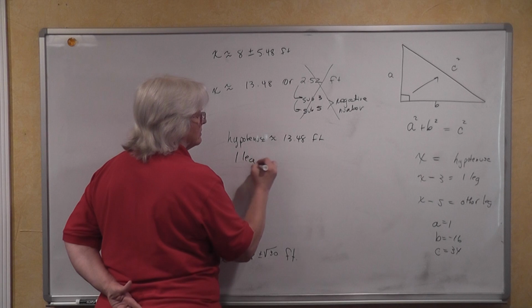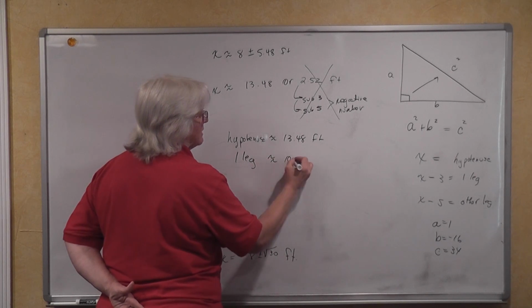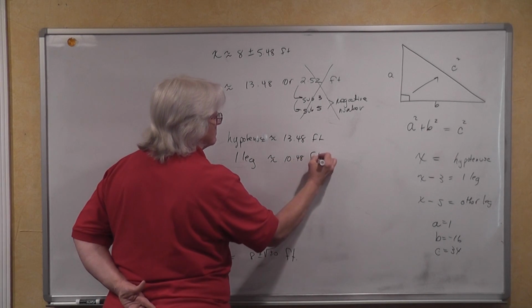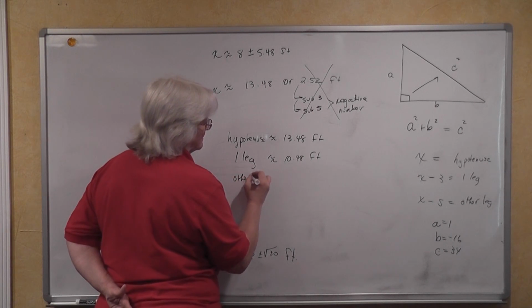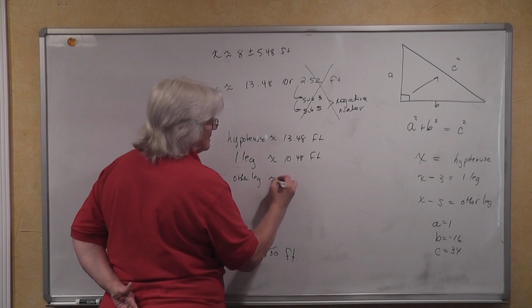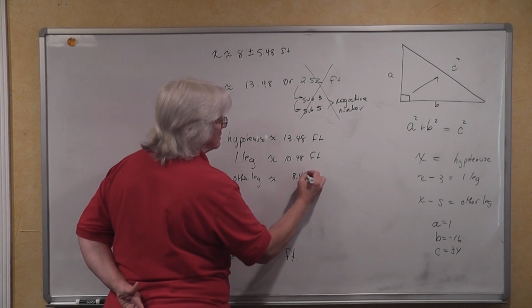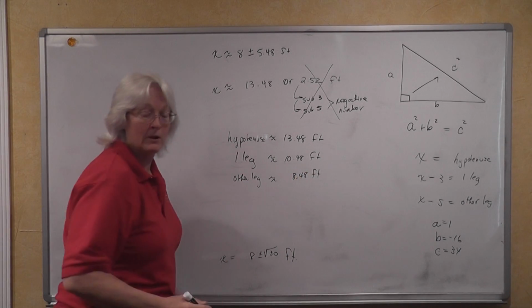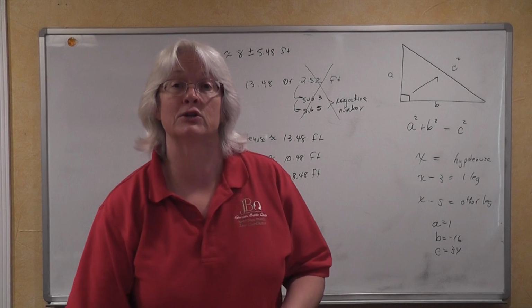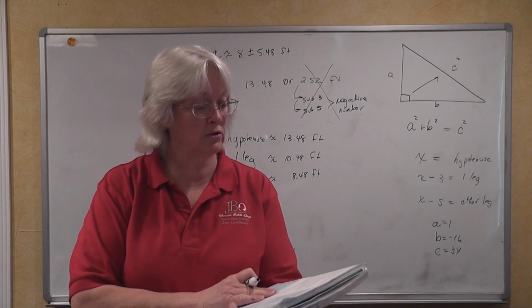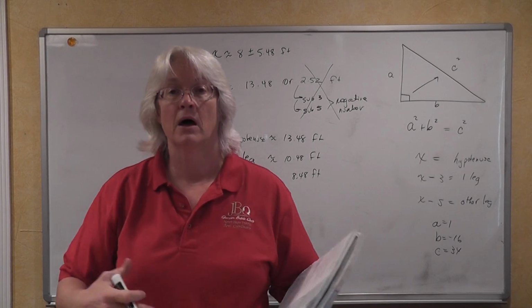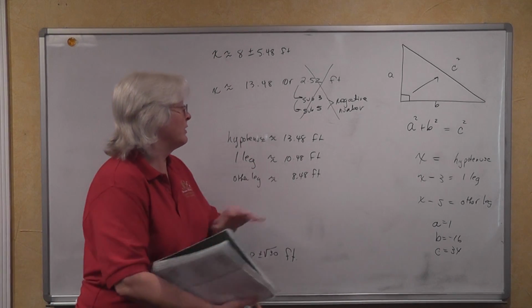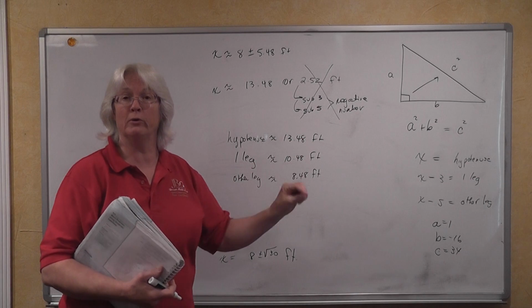One leg is approximately 10.48 feet, and the other leg is approximately 8.48 feet. These are the lengths that your carpenter is going to need to cut those pieces of wood. And 0.48 feet is not meaningful when you're measuring.